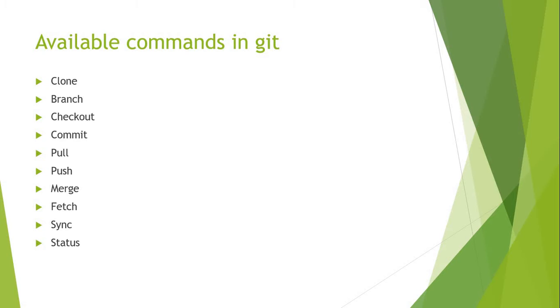Pull is for pulling the latest code available in your repository. Push is used whenever you commit, you have to push it. Commit will only save on your local machine, and unless you push, it won't reflect in the remote system or your repository. So that's the purpose we use push. Merge, if you want to merge one branch into another branch, for that purpose we use merge.